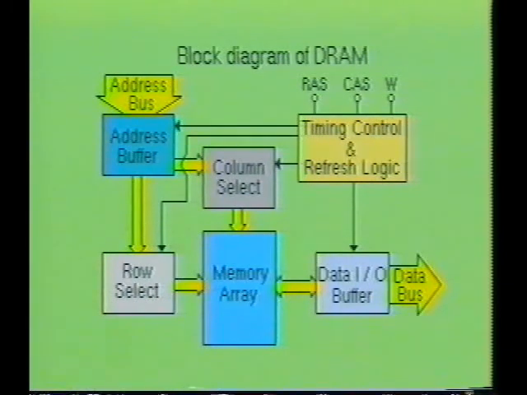Here you see a block diagram of the internal structure of a dynamic RAM device. Actually, it looks quite similar to the other memory devices already discussed. The primary difference in this device is its timing control and refresh logic control section. Notice there are 3 control inputs in this section. One is labeled RAS for row address strobe. One is labeled CAS for column address strobe, and the third is labeled W for Write Enable.